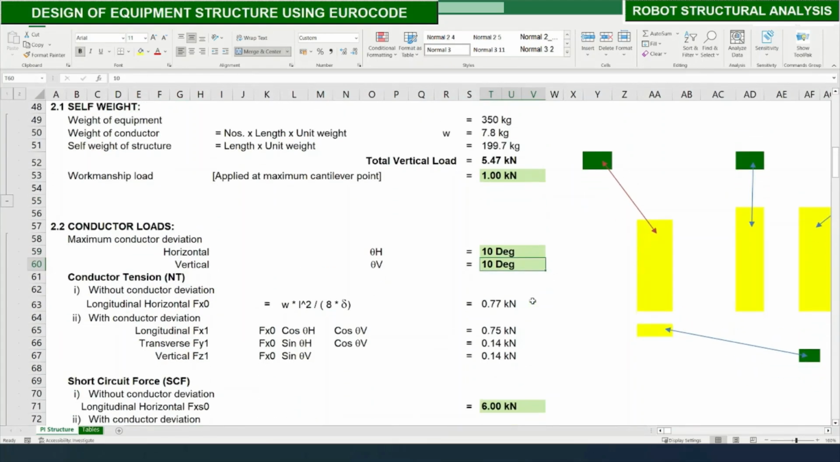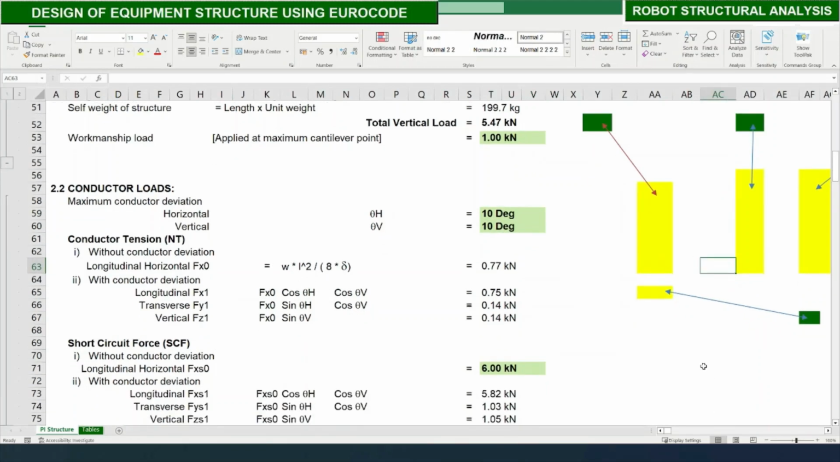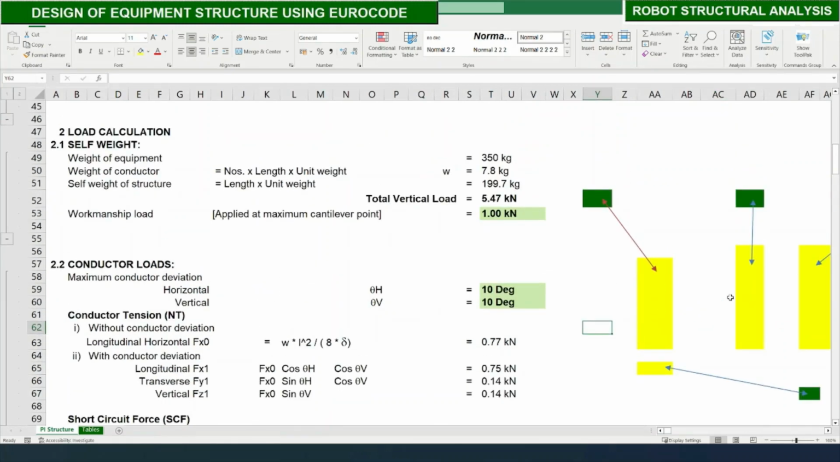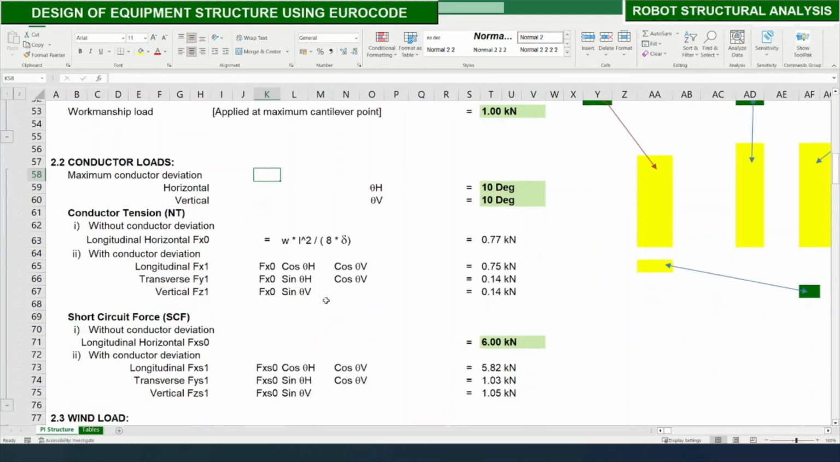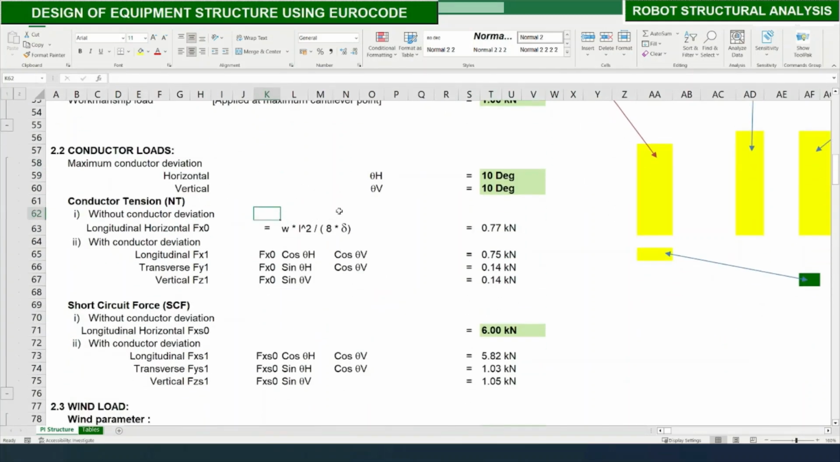10 degrees as a deviation for both the vertical and the horizontal position. For equipment support structure, generally it is not a major thing to consider this deviation at all, because the distance between these conductors is 4 meters, also the conductor deviation and short circuit forces are very small when compared to the gantry structures. So this deviation we need to consider especially in gantry structures, because there the transverse force will be heavier, and that will play a big role. But let us consider it for our effective calculation.